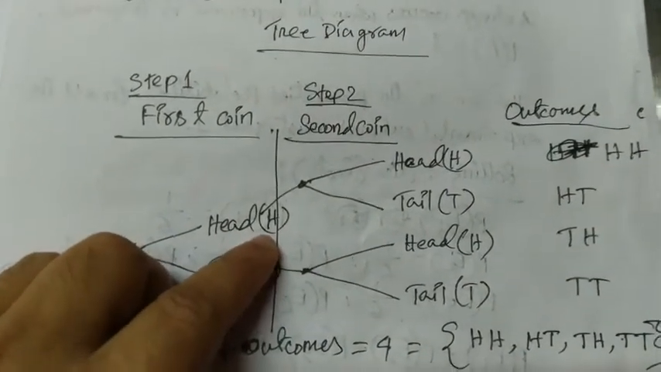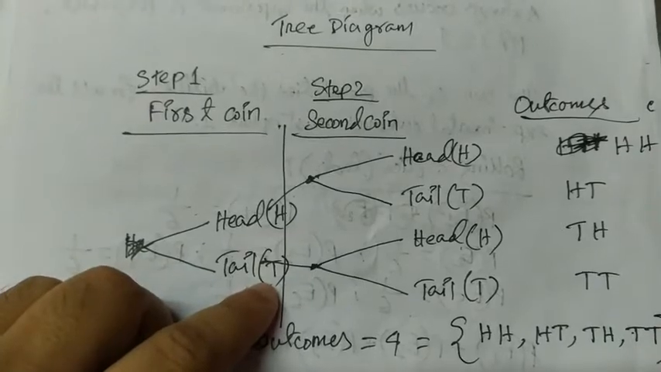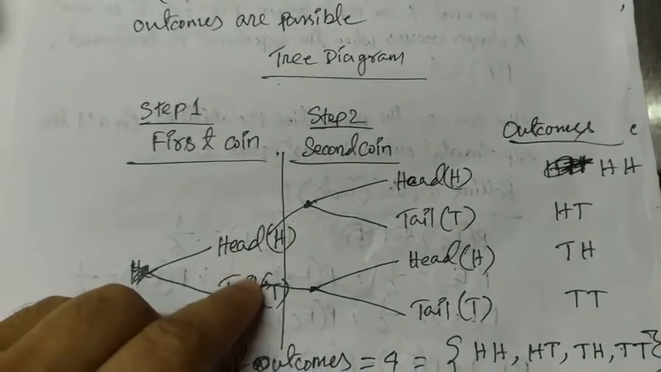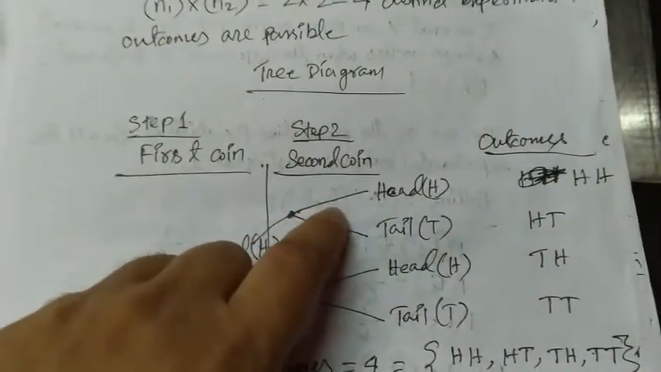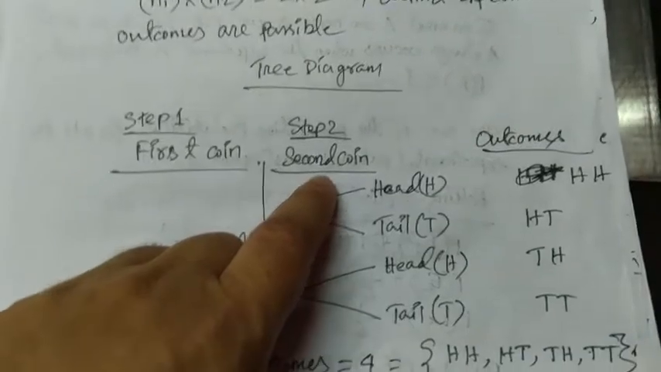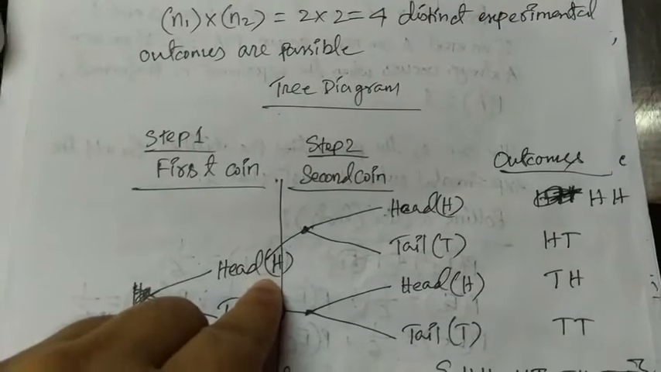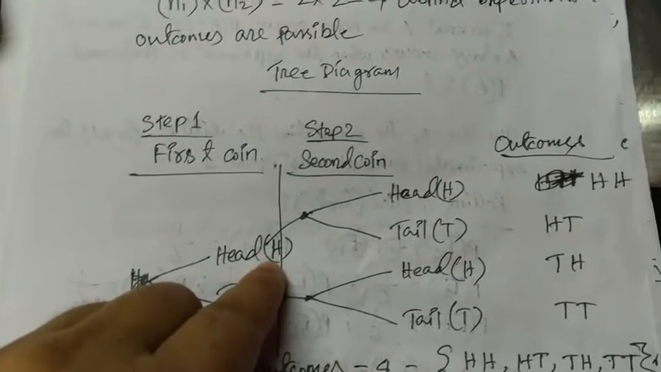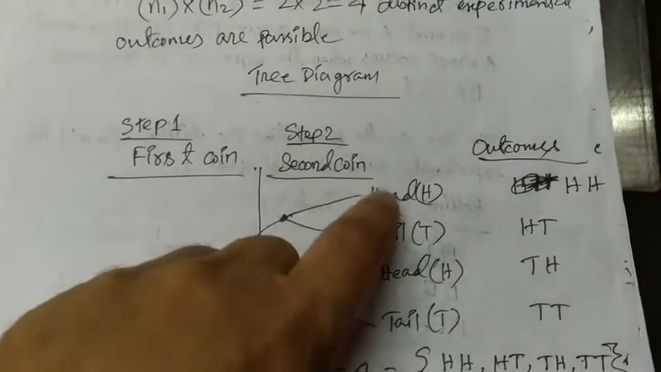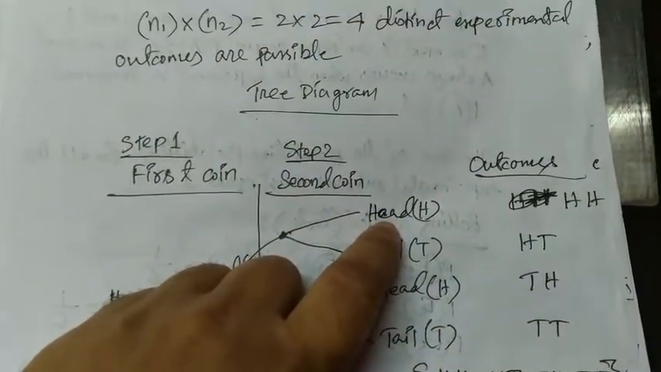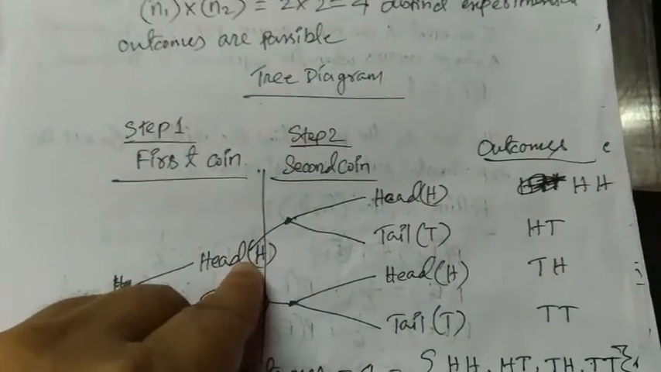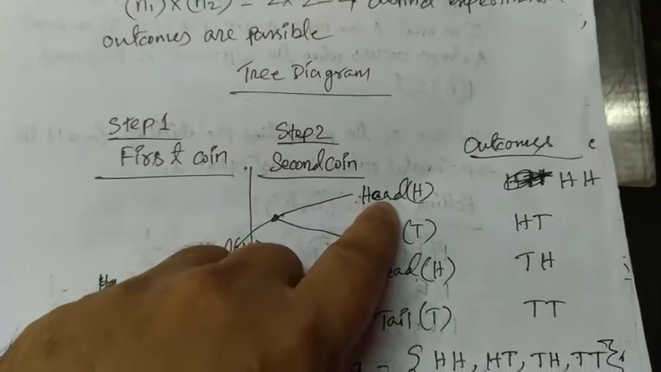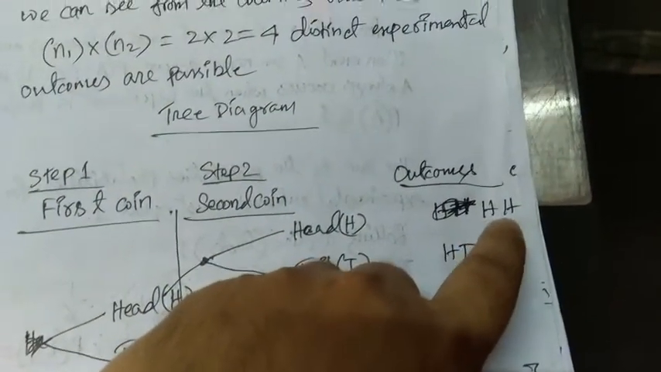That means let us denote head as H, let us denote tail as T. So these are the 2 outcomes we can get from tossing a coin for the first time. If you toss a second coin, you may get head. Let's say when you toss the coin for the first time, you got head. When you toss the second coin, you may get head or tail again. So you may get head from the first coin and head from the second coin, that means both head.